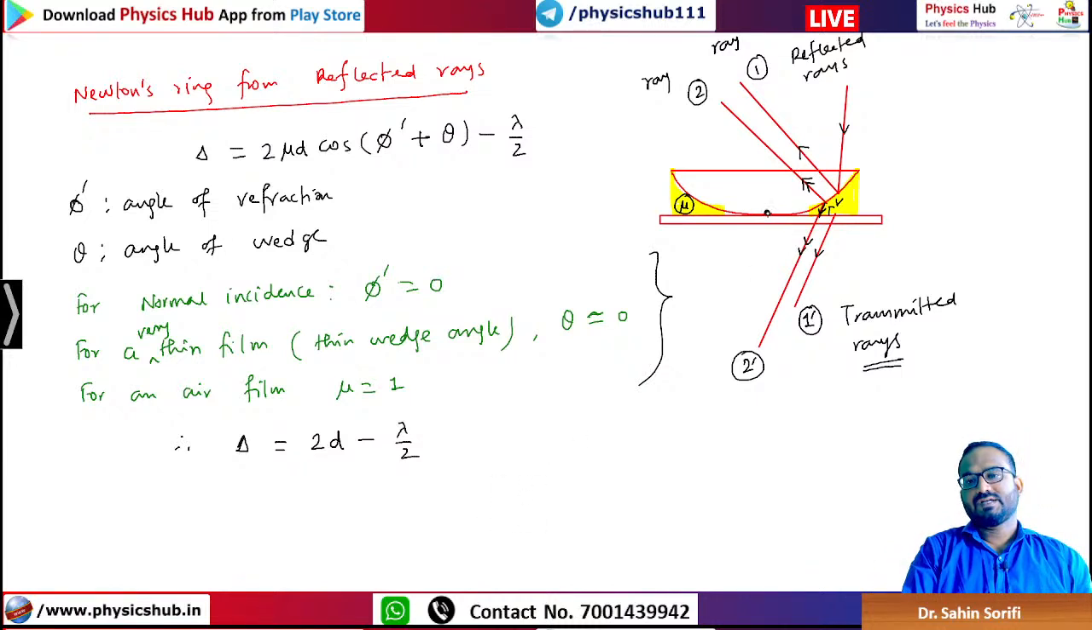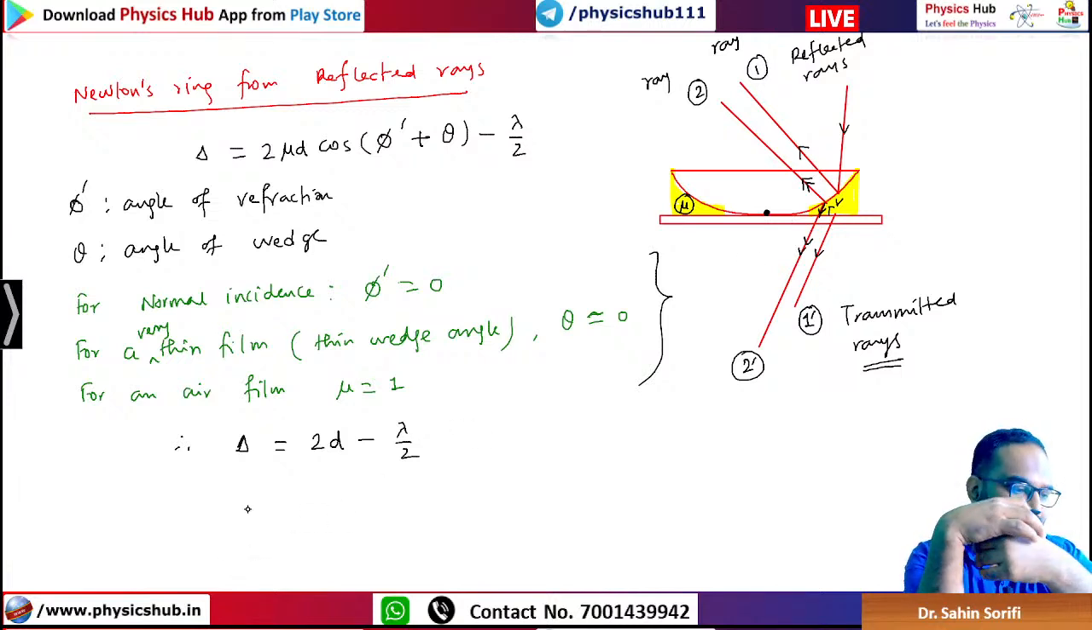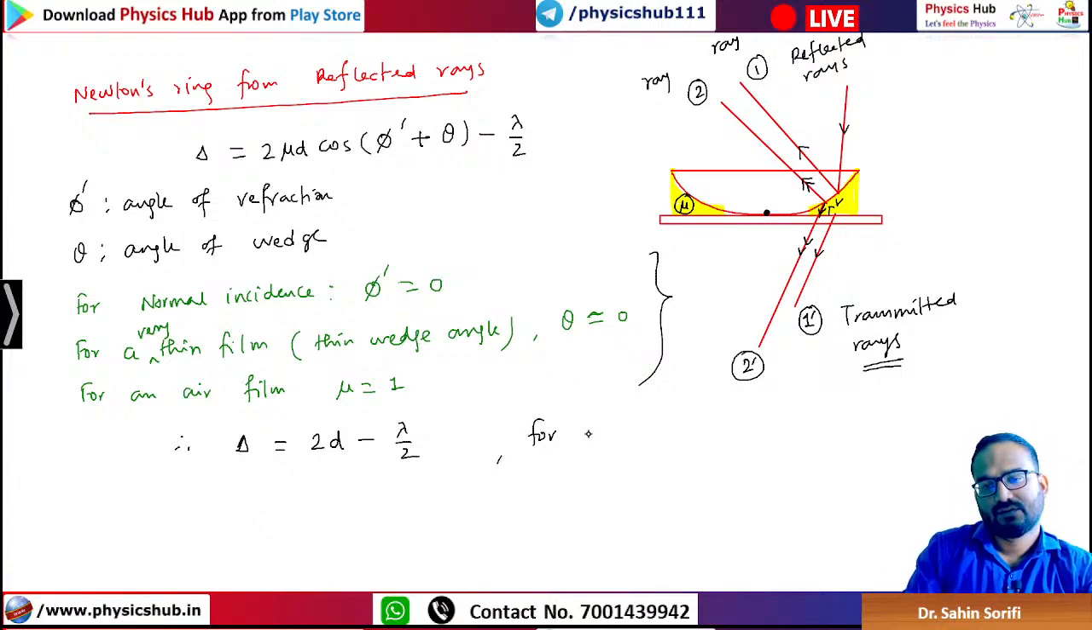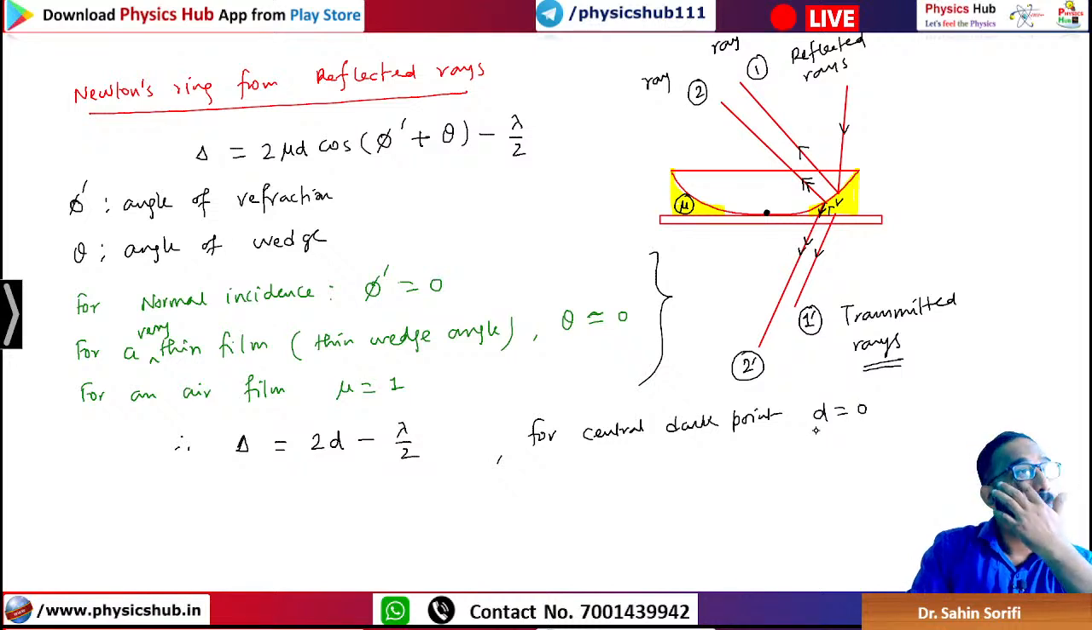So for this central spot, as you can see, what are you getting? For the central dark point, d is equal to 0. Now, d is the variable thickness. Here you will calculate for d. This is d, the variable thickness.